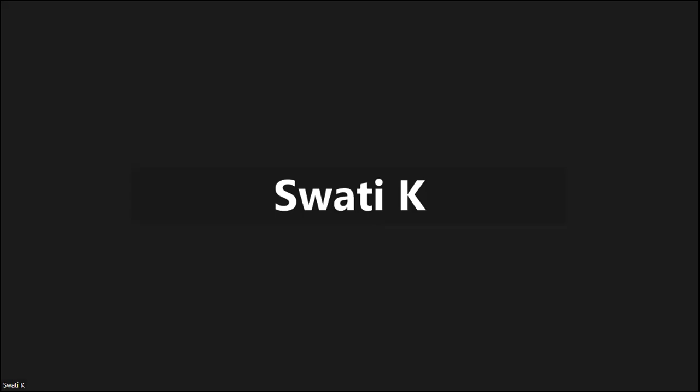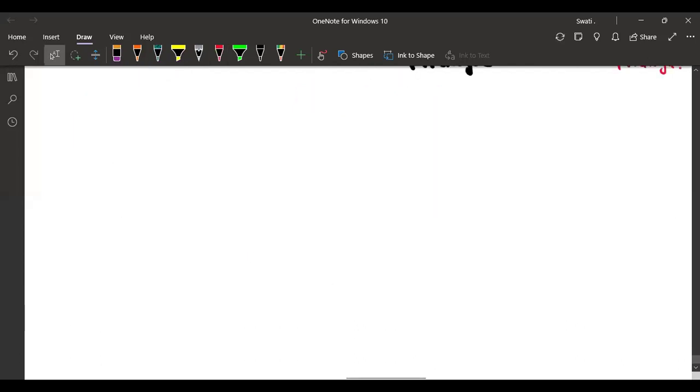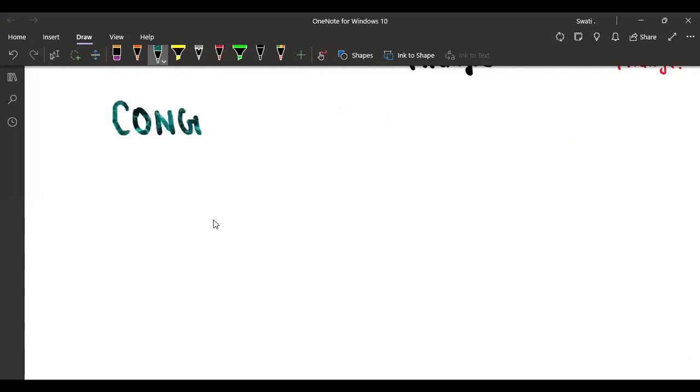Let me reshare. So if you notice, my NCERT book, class 10th NCERT book, they have not talked about all these things because, of course, that is the basic information. We have revised it here. They have directly talked about the two very important things in a triangle, that is the congruent triangle and the similar triangle. So before we understand the meaning of congruent triangles and similar triangles, let us understand the meaning of congruent and similar.